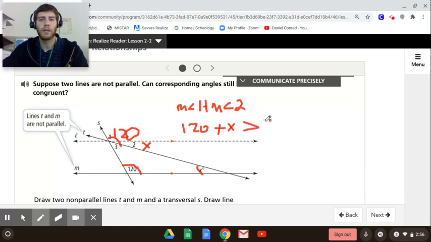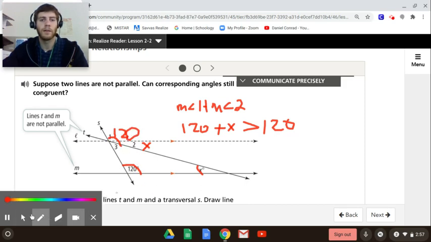And that's going to have to be greater than 120 because X is an angle. It can't be 0 because it exists. It's there, so it has to be some number. We don't know what number, but any number is going to make 120 plus X greater than 120, no matter what number X is, because it has to be a positive number greater than 0. Okay, so the answer there would be no. If corresponding angles are congruent, then the lines would have to be parallel.